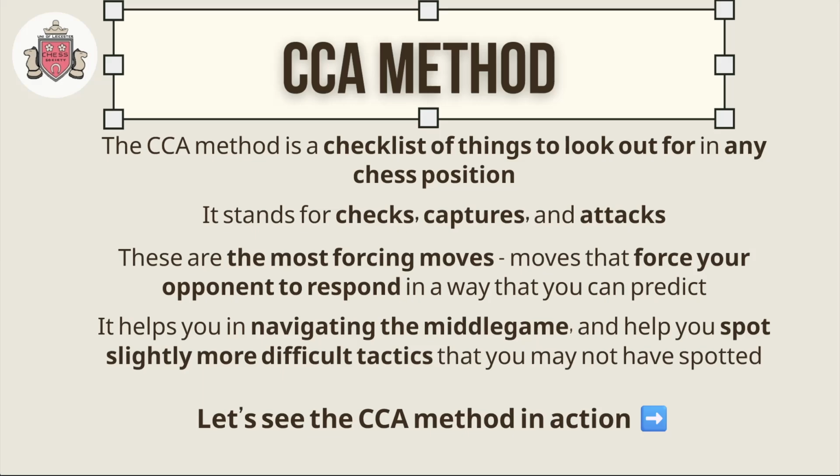Looking at the CCA method, you ask yourself in a position: do I have any checks? Do I have any captures? Do I have any attacks? That helps you get a plan. So if you're ever in a position where you don't really know what to do, just ask yourself checks, captures, attacks, and hopefully you'll be able to navigate the middle game a lot better. Today we're going to implement it into a bunch of different positions, and hopefully you will get better at chess with the CCA method.